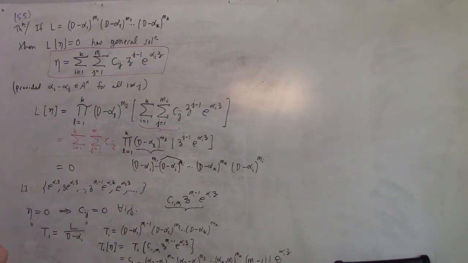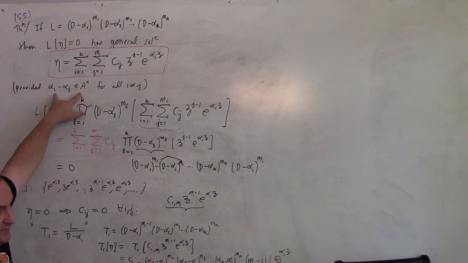So in summary, if the polynomial is the product of linear factors whose corresponding zeros' differences are units, then we have a clear path to construct a solution. But even in the case that A is equal to the reals or the complexes, we're done, because we just need distinct. Distinct is non-zero.